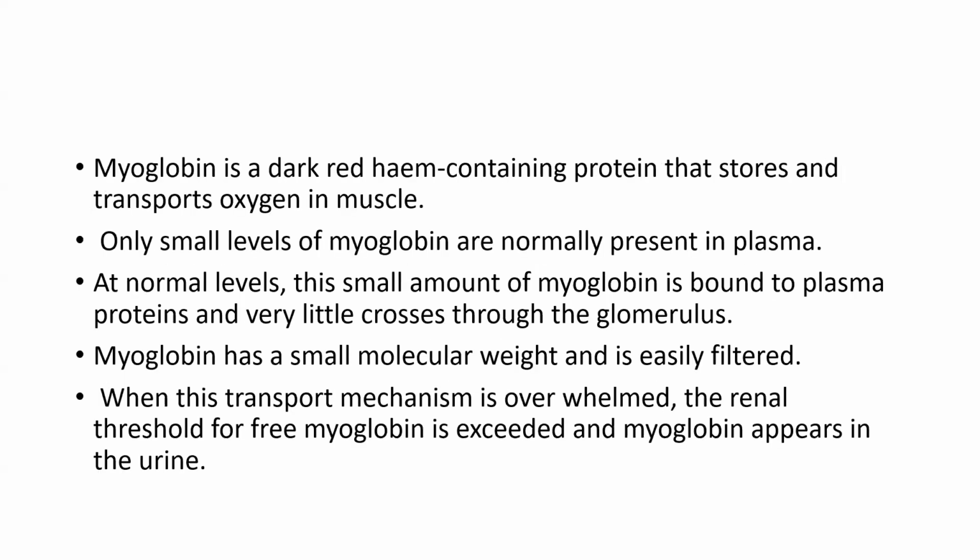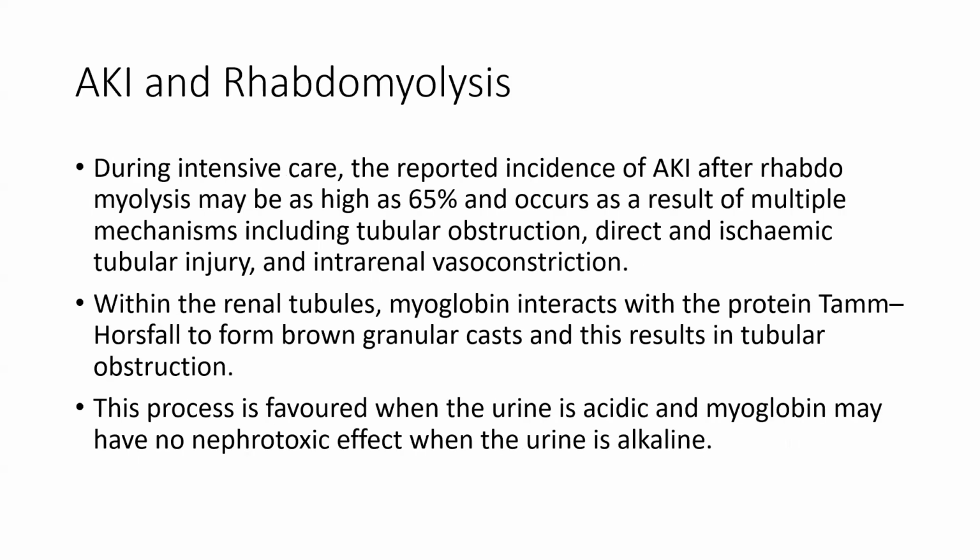Myoglobin is a dark red heme-containing protein that stores and transports oxygen in the muscle. Only small levels of myoglobin are normally present in the plasma. At normal levels, this small amount of myoglobin is bound to plasma protein and very little crosses the glomerulus. Myoglobin has a small molecular weight and is easily filtered. When this transport mechanism is overwhelmed, the renal threshold for free myoglobin is exceeded and myoglobin appears in the urine.